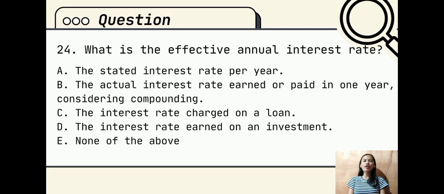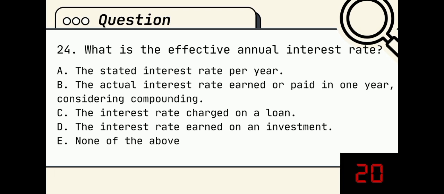Number 24. What is the effective annual interest rate? A. The stated interest rate per year. B. The actual interest rate earned or paid in 1 year considering compounding. C. Interest rate charged on a loan. D. The interest rate earned on an investment. E. None of the above.